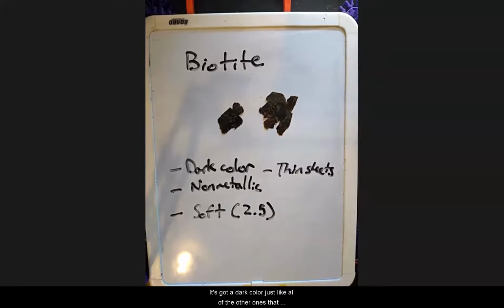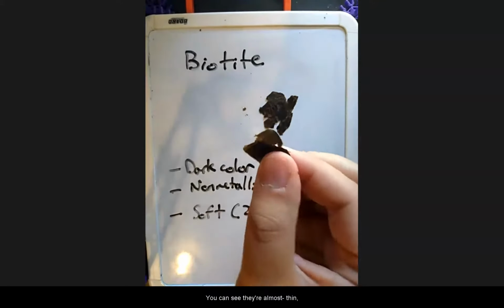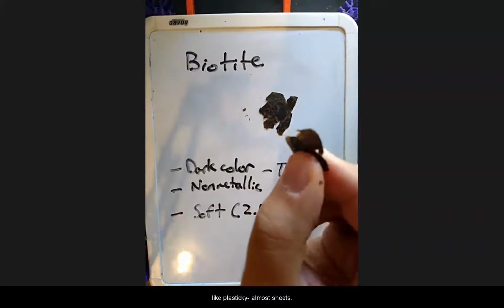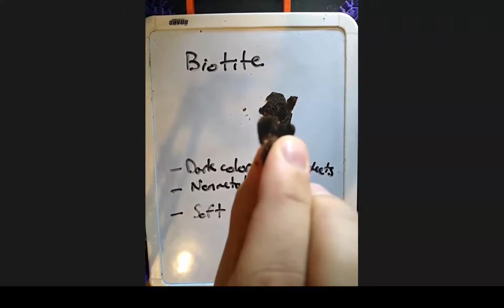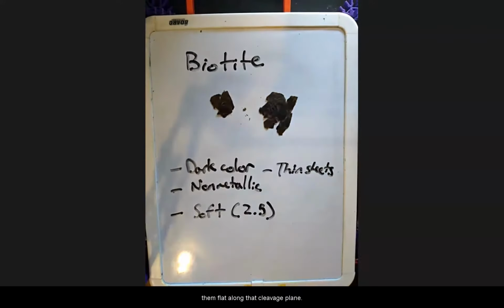It's got a dark color, just like all the other ones that we've looked at, but it's special in that it forms these very thin sheets. If I pick up one of these pieces of biotite, it's kind of hard to grab, you can see they're almost thin, like plasticky sheets, because they have one cleavage plane and it breaks them flat along that cleavage plane. It's non-metallic, so it's got a vitreous luster, just like the augite and the hornblende and even the olivine.